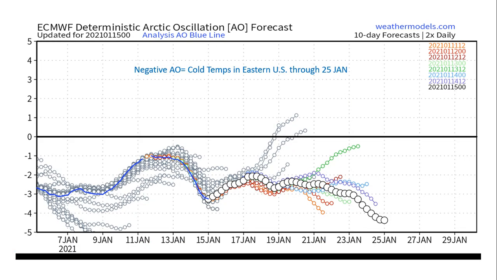So let's take a look at the models and the forecast for the Arctic oscillation. This is a look at the European deterministic from today. Just a quick reminder, the blue line is where the Arctic oscillation has been in the past, and then you'll see these white circular lines, and those are the forecast lines. So looking at the forecast, European deterministic AO, between now and 25 January, it remains negative.